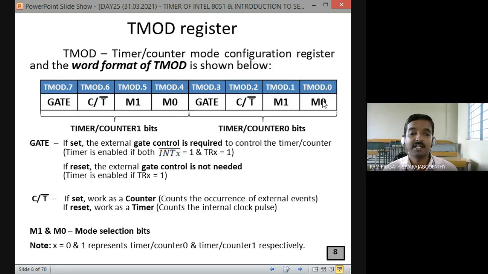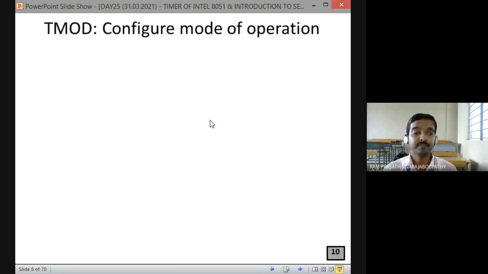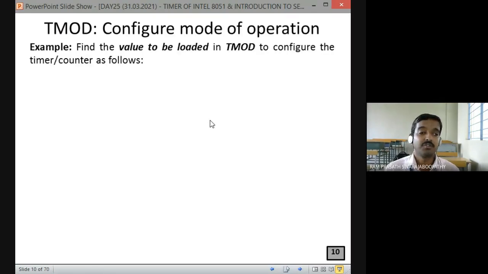So this entire 8-bit word format, I have to write in the Tmod register to configure the timer or counter. Kindly remember, Tmod is not a bit addressable SFR. That means always you have to write an 8-bit value in the Tmod register, and you have to use this word format. Okay, so we will go with an example.